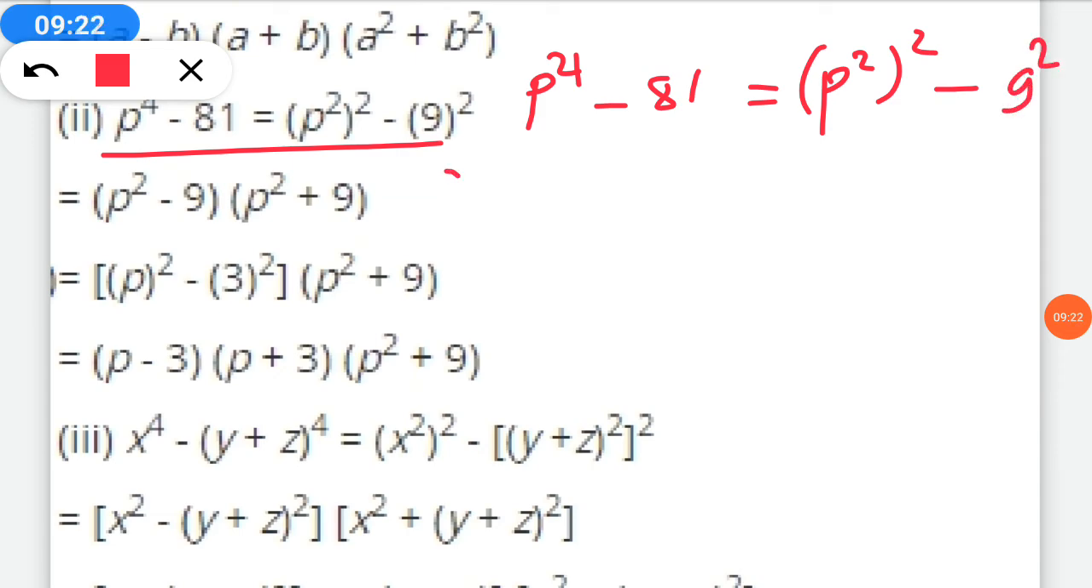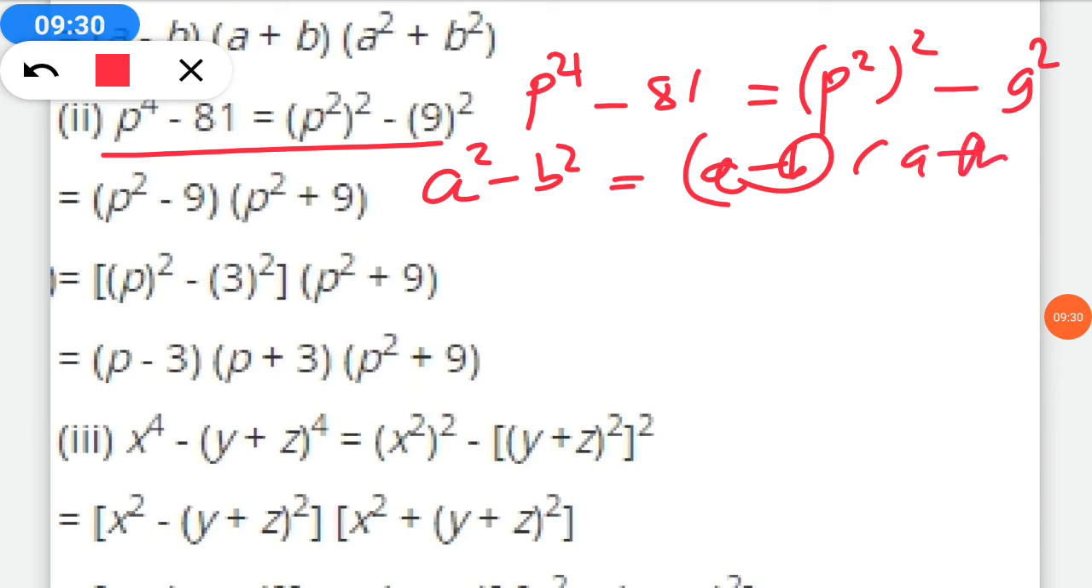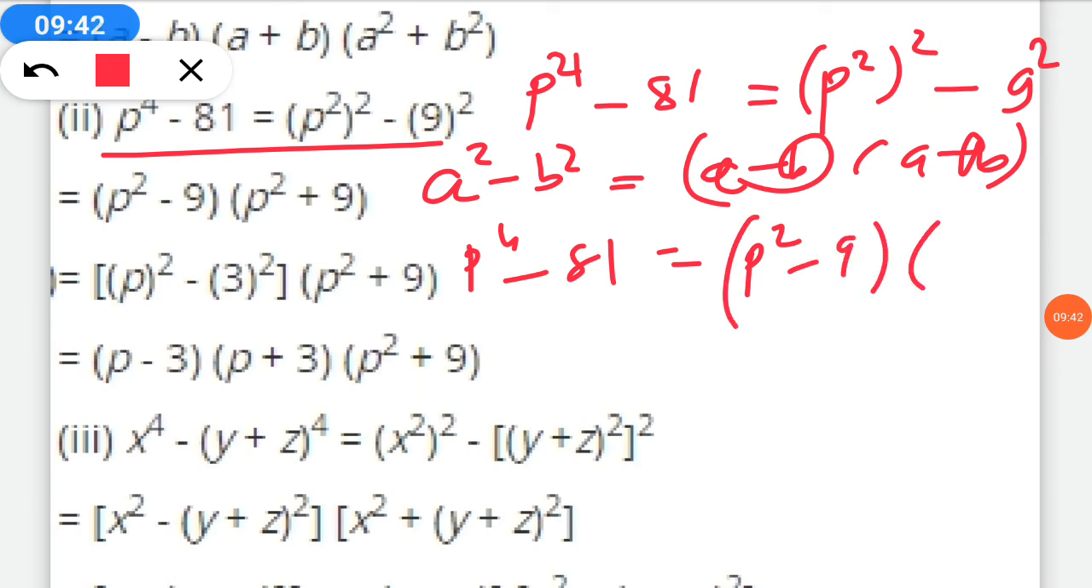So using the identity a² − b² = (a − b)(a + b), this is the identity we are having. Using this identity, p⁴ − 81 we can split as (p² − 9)(p² + 9). Can we use this identity? Of course we can use this identity.